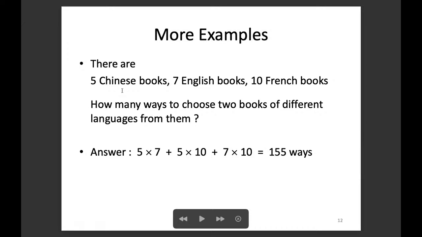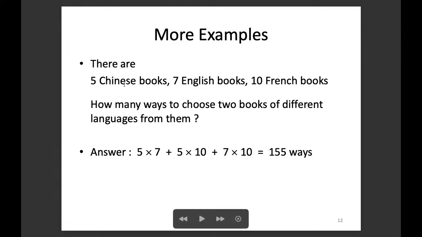So maybe we are picking Chinese and English, this is one choice, or English and French, another choice, or Chinese and French, this is a third choice. Is that okay? And then we count the number of ways that we can do for each individual choice. So we can add them up as a result.